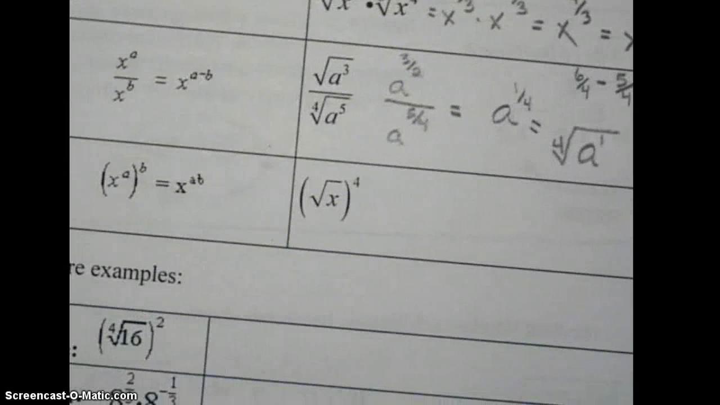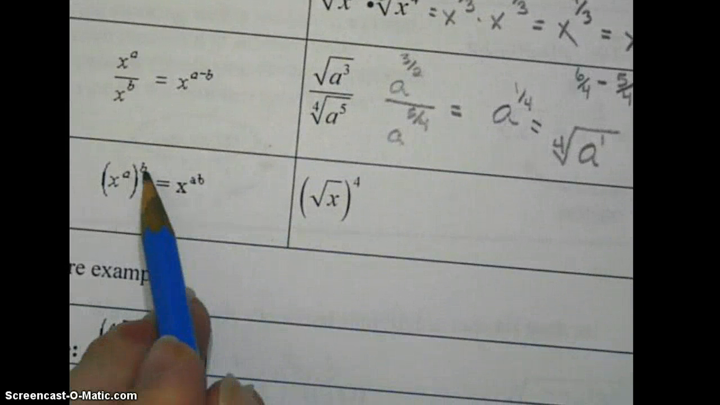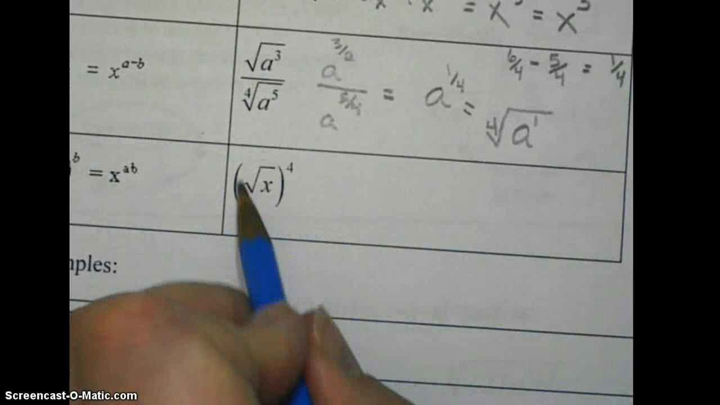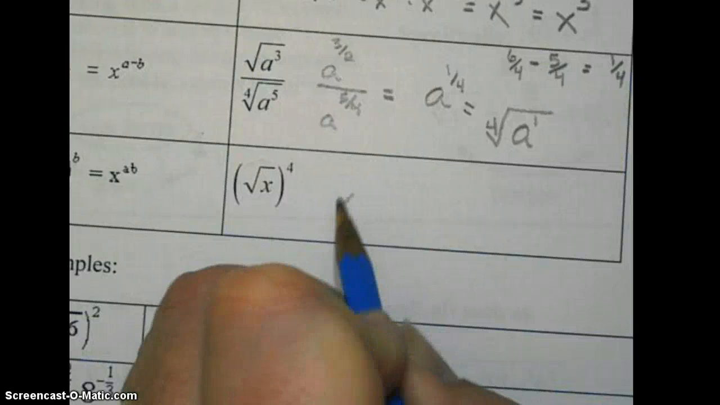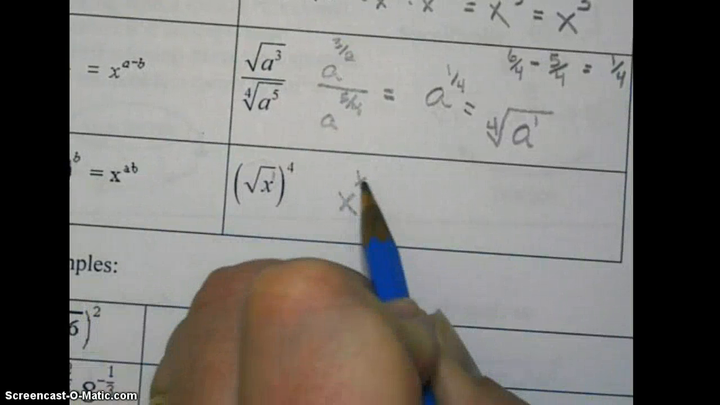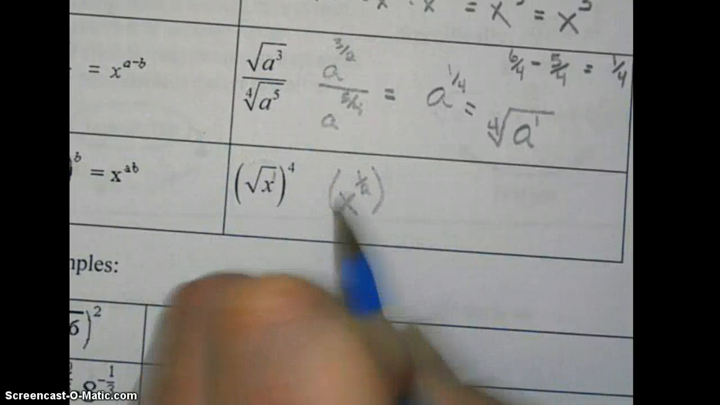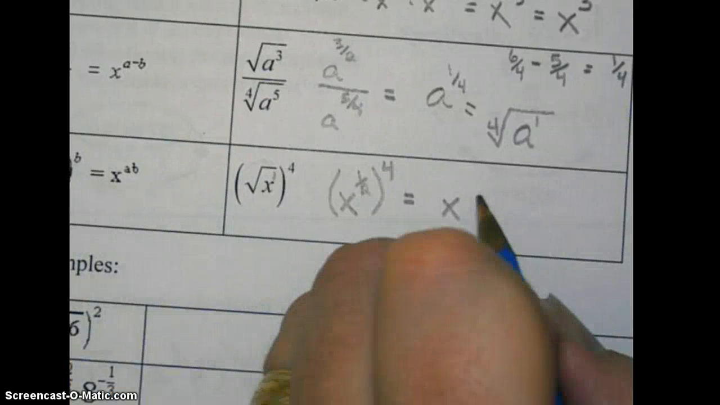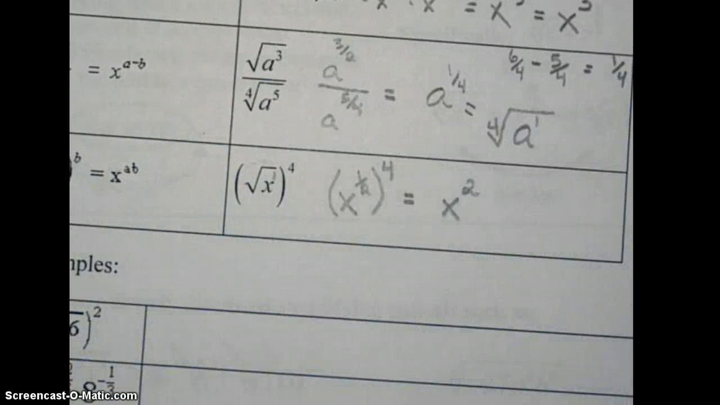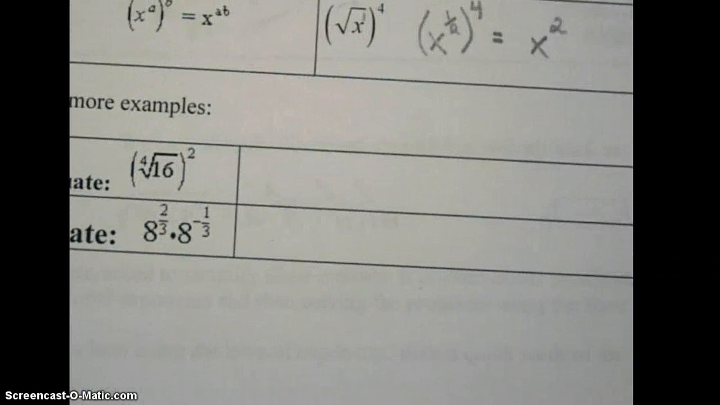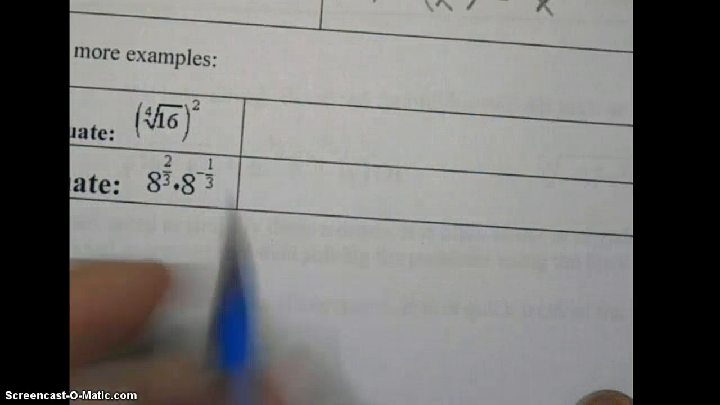Okay, last rule we're going to apply here is when we have a power to a power, we multiply. So here we are. We're going to go ahead and write this as a rational exponent. So it's going to be x to the 1/2 raised to the 4th. 1/2 times 4, 2. And there you go. Okay, a couple more examples here. Again, pause this video and try them out for yourself.